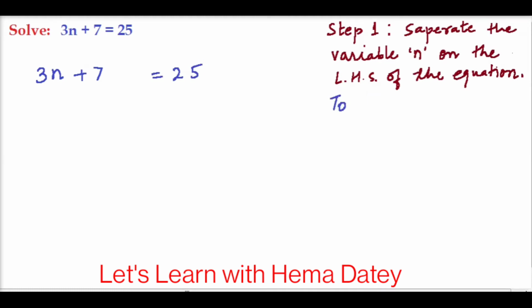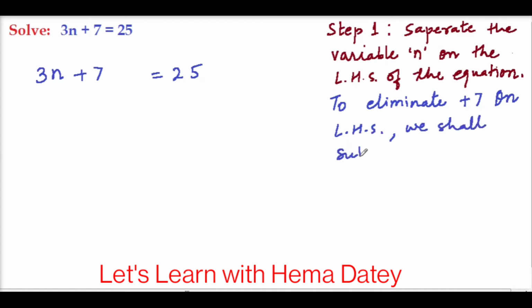Now, to separate or eliminate plus 7 on the left hand side, we shall subtract 7 on both sides of the equation. Here I am using red color. I am writing minus 7 on the left hand side and right hand side.